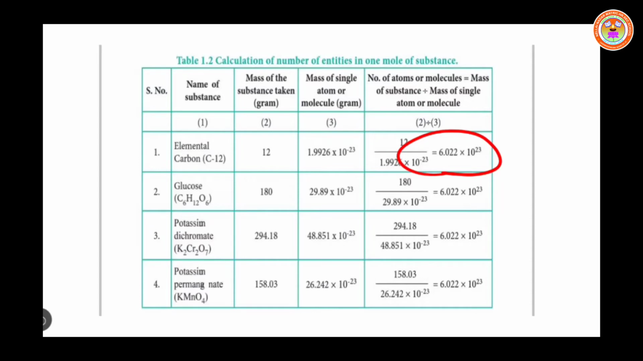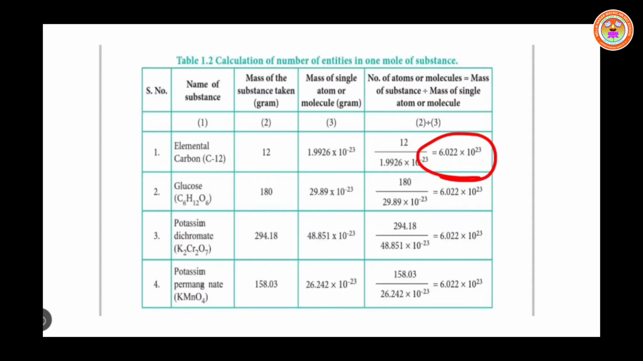Understand? So remember children, 1 mole of any substance contains 6.022 into 10 to the power 23. That is, 1 mole of any substance contains Avogadro number of particles. Remember this point, all of you.